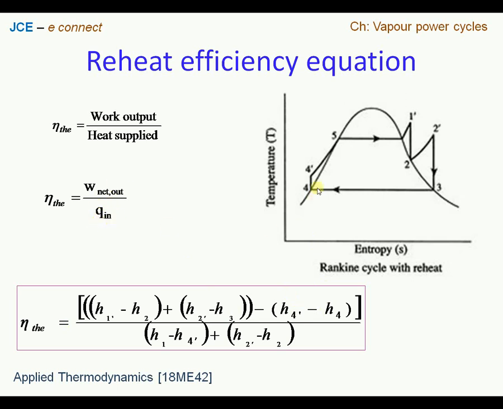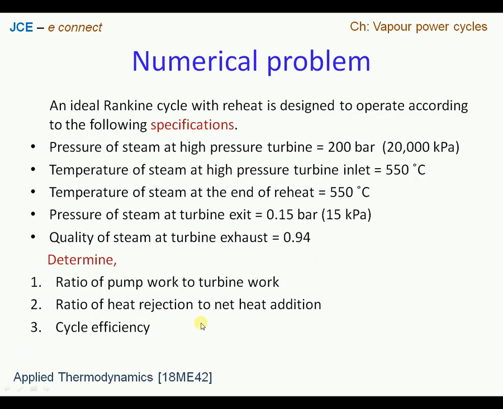The total heat input again happens in two stages: H1 minus H4 dash, plus the heat added in the reheater, that is H2 dash minus H2. So this is the final equation for the thermal efficiency in the case of a reheat based cycle or reheat process, considering net work output. Now with this we are in a position to take up one numerical problem on this concept. Let us now proceed with the numerical problem.